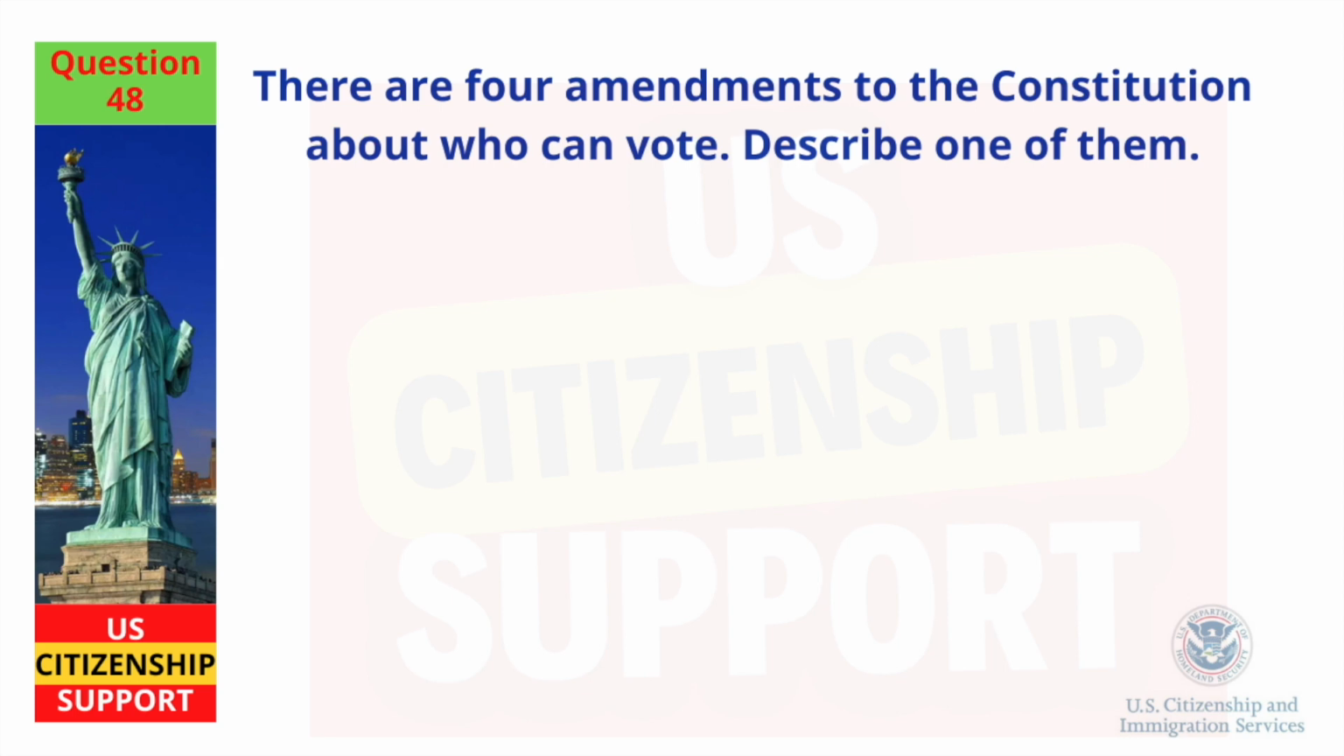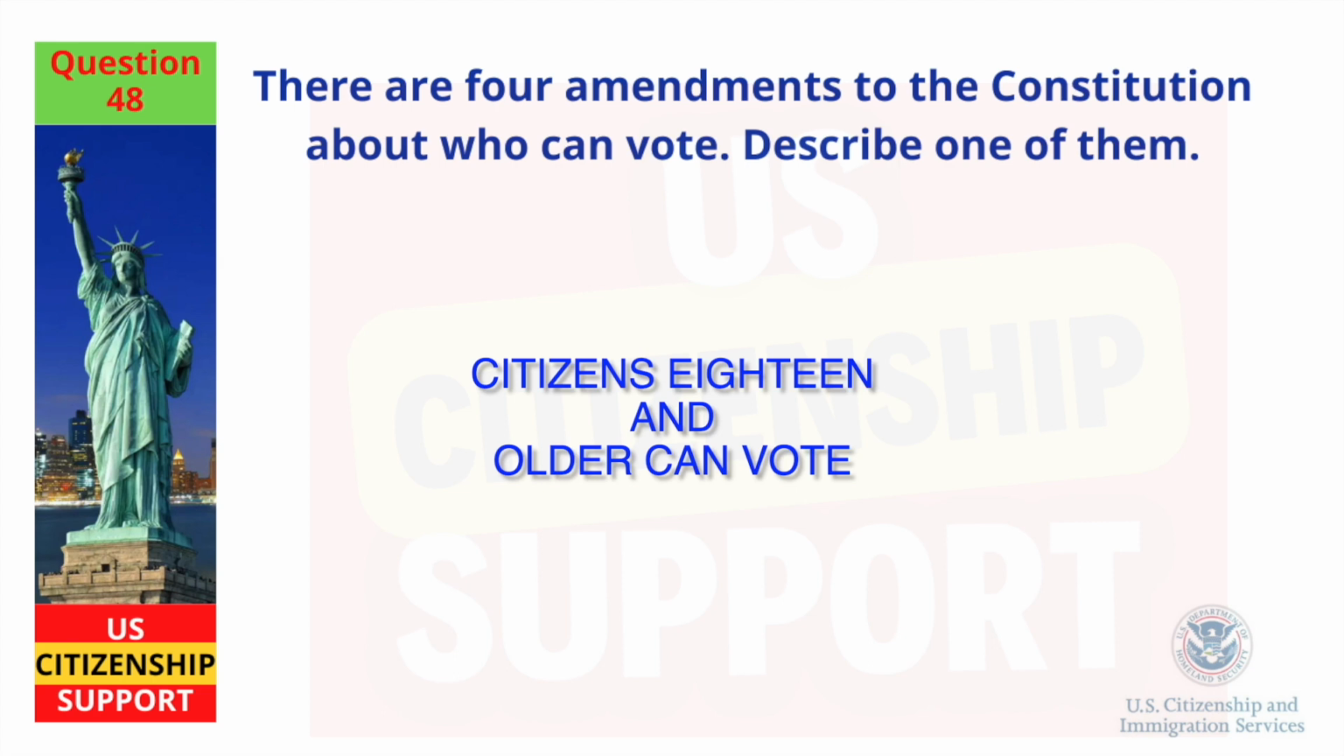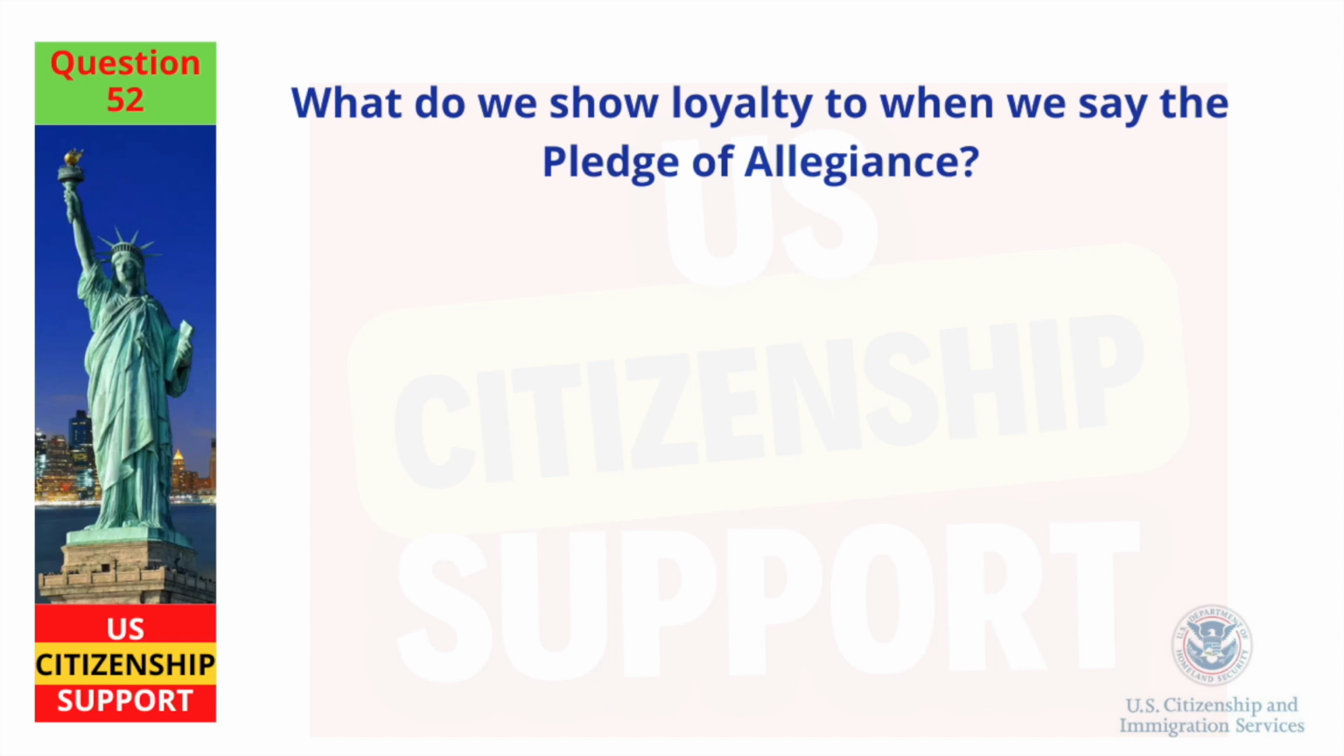There are 4 amendments to the Constitution about who can vote. Describe one of them. Citizens 18 and older can vote. What do we show loyalty to when we say the Pledge of Allegiance? The United States.